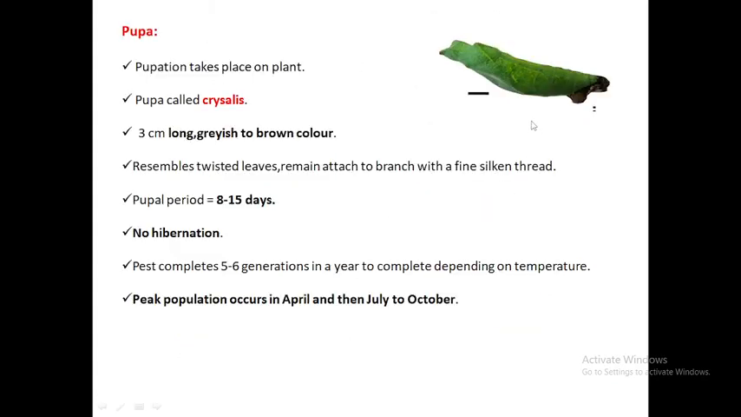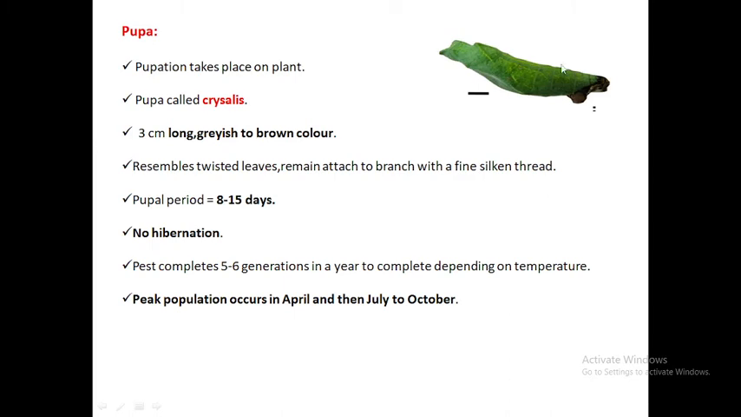This pupa is also called a chrysalis. If we measure the length of this pupa, it will be 3 centimeters long. It is slightly greenish in color. The color will change as the development happens inside this pupa. It will become gray and then it will become brown.